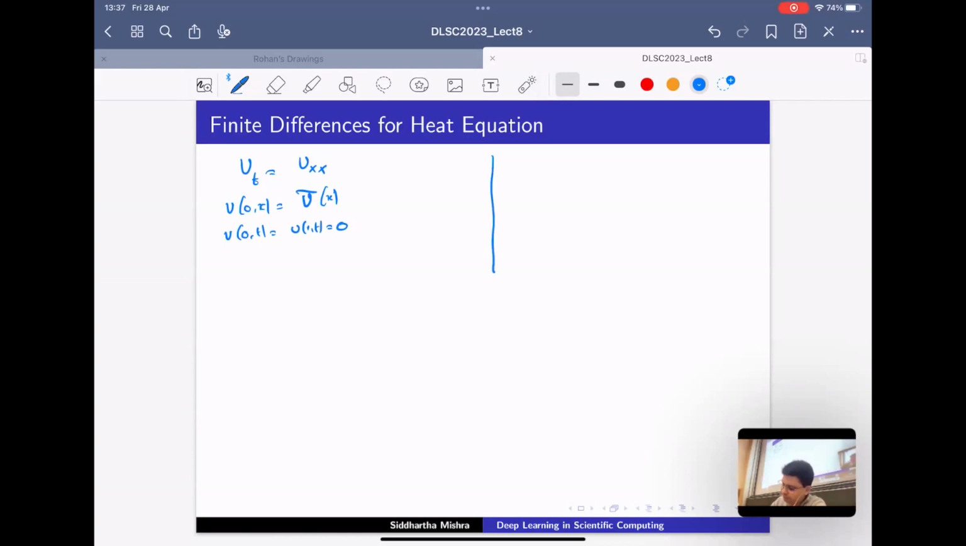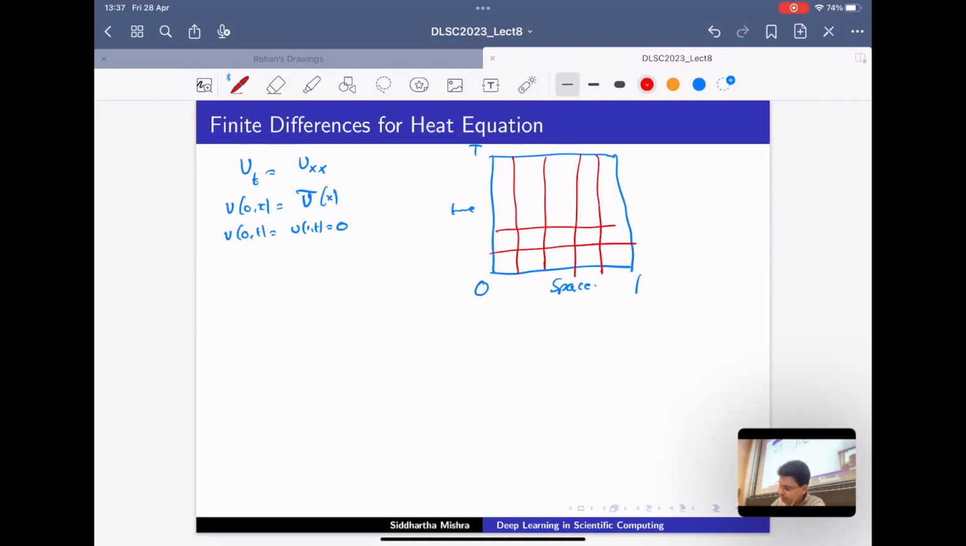So this is just the heat equation. You have been given a space-time domain, which goes from 0 to 1 in space, and up in time here. So this is time, this is space, and so on. Remember, this is also something that I introduced in one of the lectures. So what you do is you have a grid, right? There also we have grids.